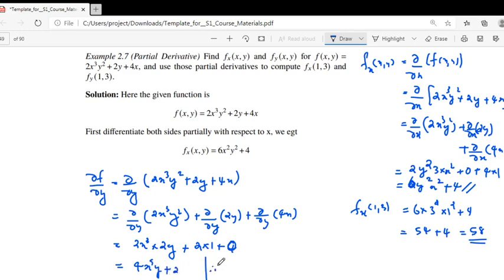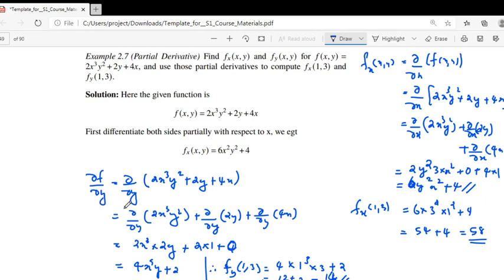Now we find the partial derivative with respect to y at the point (1, 3). For this we just substitute the ordered pair (1, 3) here: 4 into x cube, here x is 1, so 1 cube, into y, which is 3, plus 2. So we got 1 cube is 1, 1 into 3 is 3, 3 into 4 is 12, plus 2, that is equal to 14. So the partial derivative with respect to y at the point (1, 3) is 14.